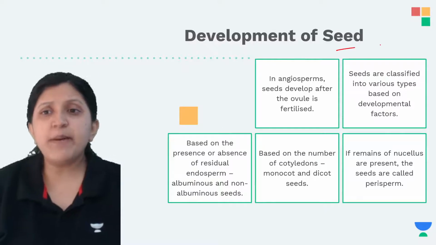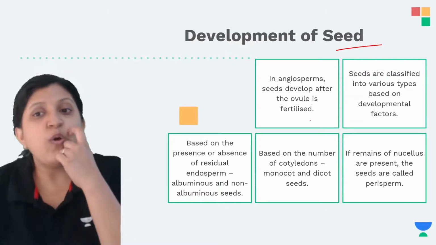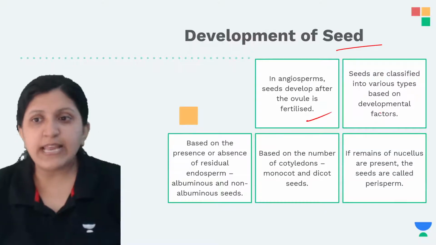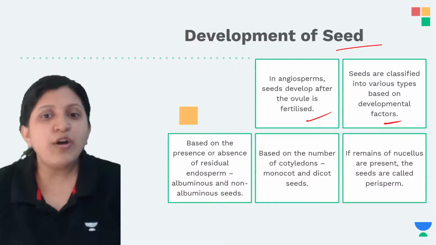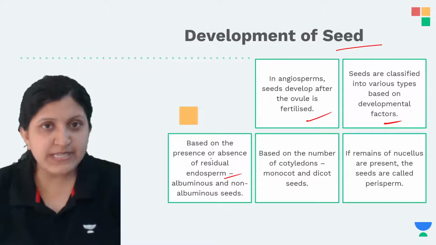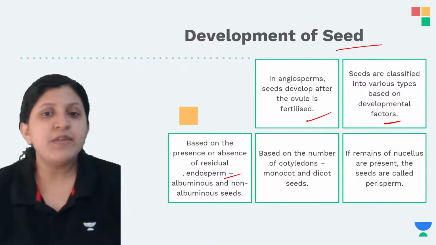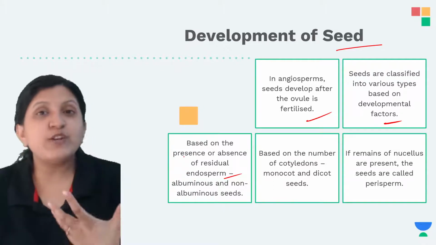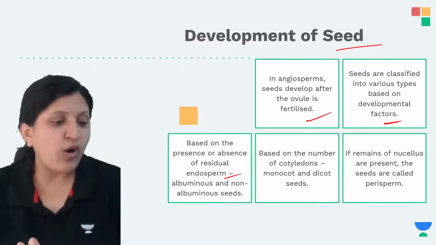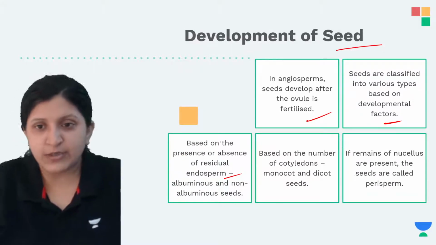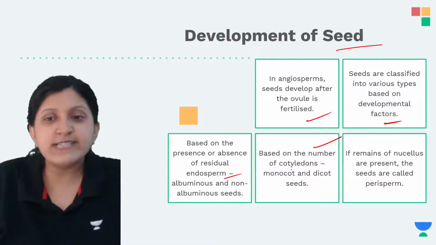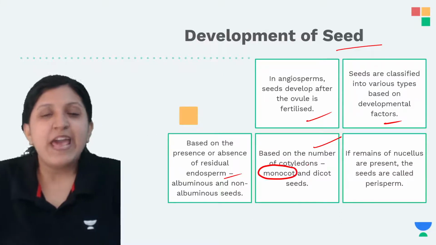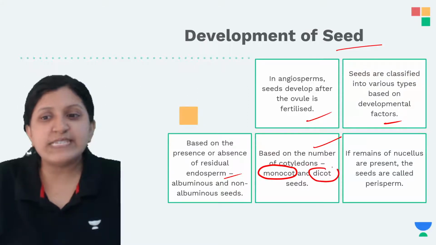Okay, so development of a seed, this is only after the ovule gets fertilized. So this I told you, based on developmental factors, if the endosperm is present, we call it an albuminous seed. If the endosperm is not present, we call it a non-albuminous seed. Okay, so based on the number of cotyledons, if one cotyledon is there, it is a monocot. If two cotyledons are there, it is a dicot.